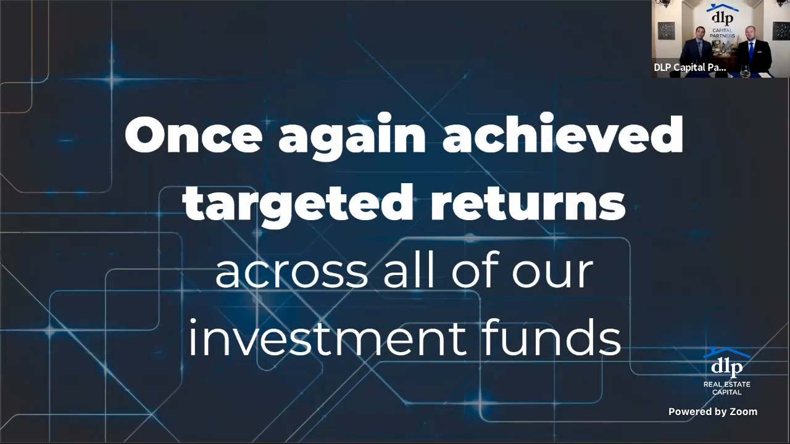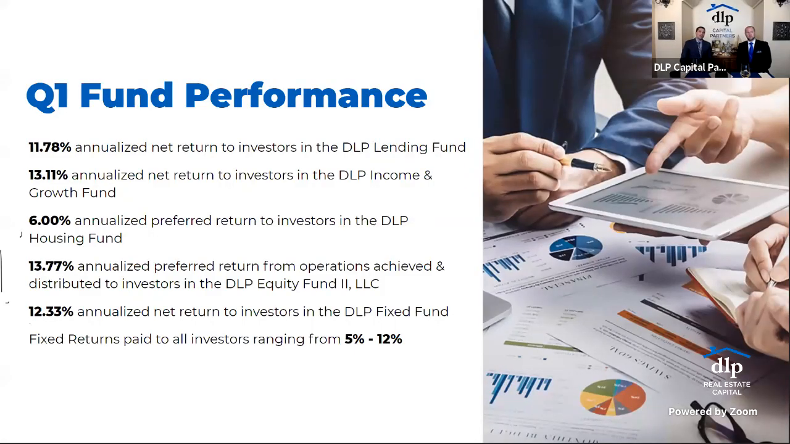And again, while we've been buying these properties and making these loans and going through this virtual world, we've continued to exceed and achieve our targeted returns across all of our funds. So in fact, here are the actual fund performance. And some of this is hot off the press just this week. The DLP lending fund generated 11.78% net return to investors in Q1. The income and growth fund, which is a similar fund to the lending fund, did a 13.11% net return to investors. Our DLP housing fund, the new fund we talked about, which is in its beginning stages, achieved its 6% annualized preferred return. The rest of the returns haven't yet been distributed.